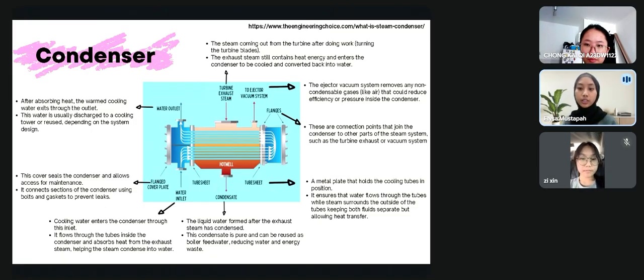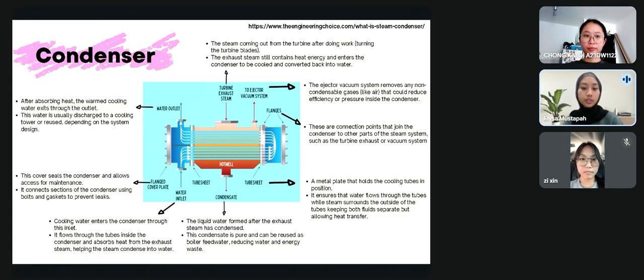Flanges are connection points that join the condenser to other parts of the steam system, such as the turbine exhaust or vacuum system. Tube sheet is a metal plate that holds the cooling tubes in position. It ensures that water flows through the tubes while steam surrounds the outside of the tubes, keeping both fluids separate but allowing heat transfer.